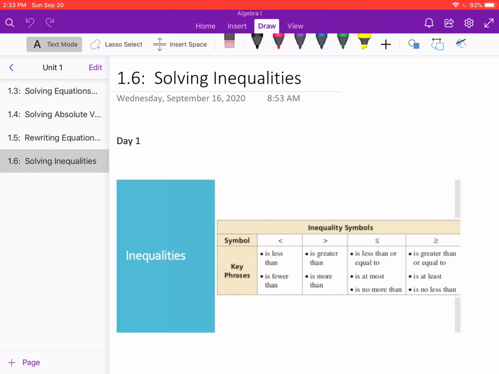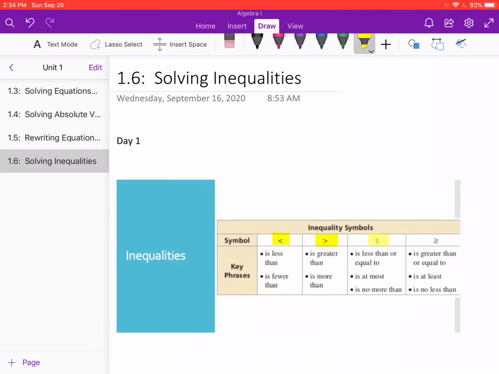Key phrases to look for: the first one is read less than. Phrases that you might hear in a word problem or a sentence are "is less than" or "is fewer than." The next one is our greater than symbol. You might hear "is greater than" or "is more than."